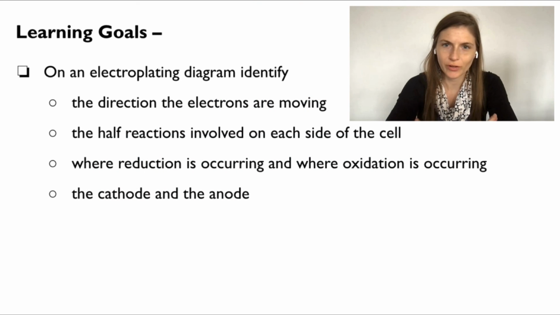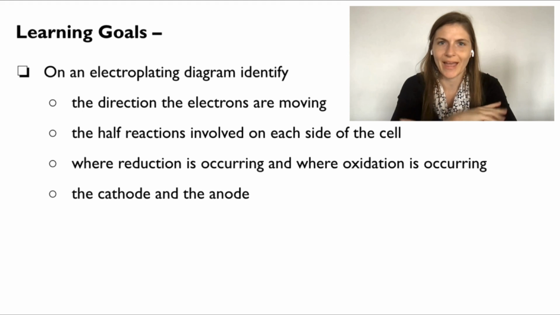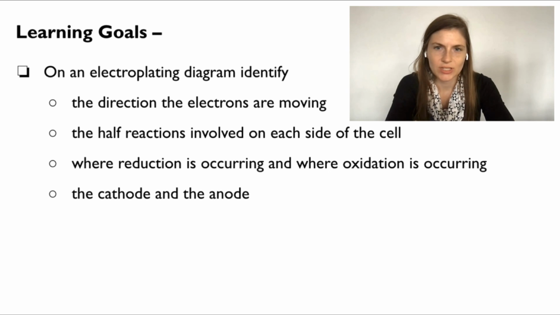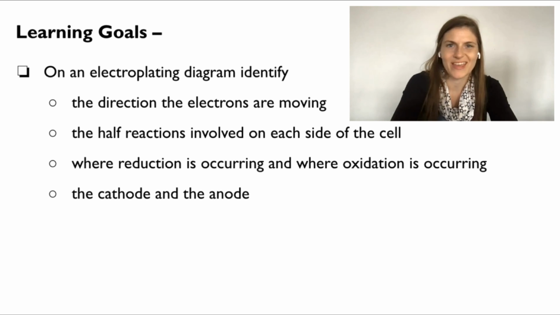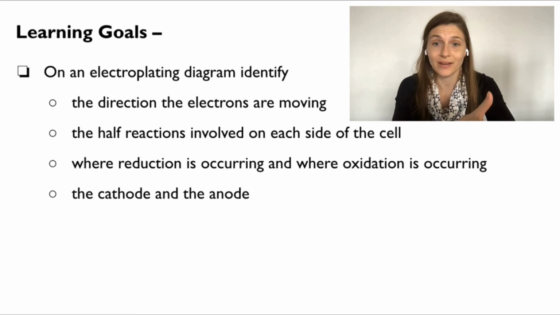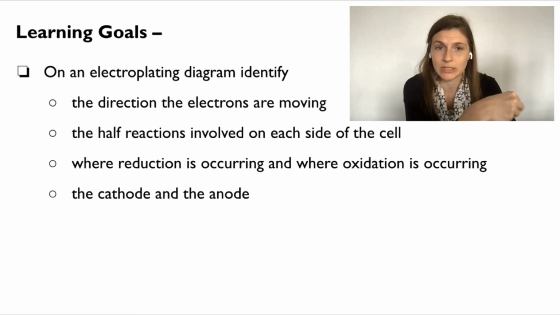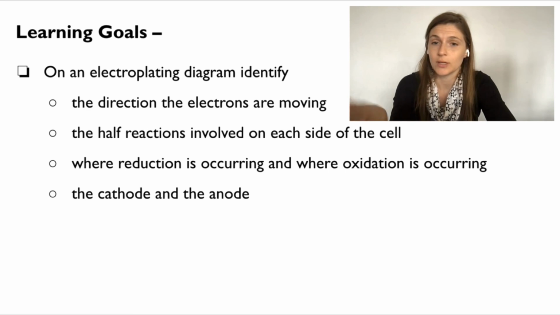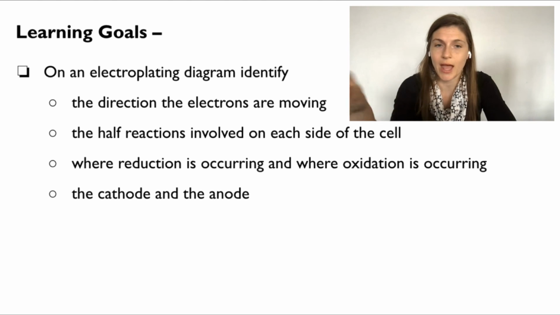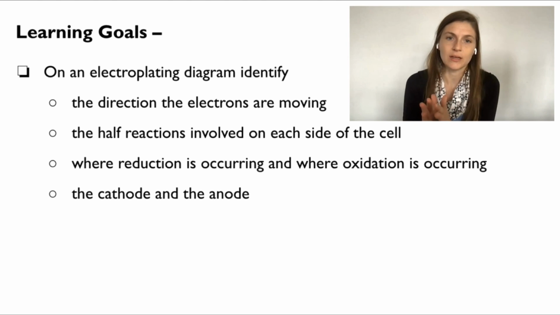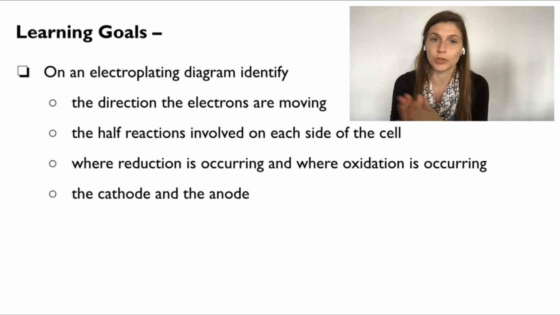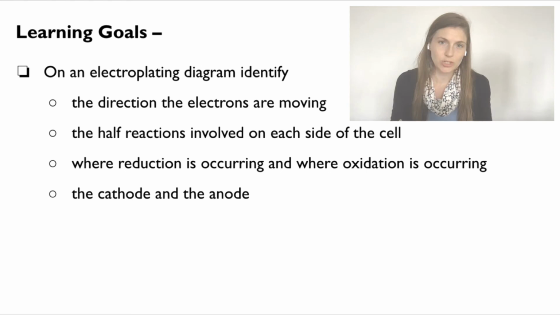Let's check back in on our learning goals. Hopefully we feel more comfortable looking at an electroplating diagram and thinking about how electrons are flowing through the electrolytic cell, the half reactions that are involved on each side of the cell, right? The idea that the metal is becoming an ion on the side where we're dissolving the metal into solution. So the metal that we are trying to electroplate onto the other metal, in this example, silver, is where oxidation is occurring. And then on the other side of the cell where we're taking the metal ion from the solution and we're making it solid onto whatever we're trying to plate it with, that's where reduction is occurring.